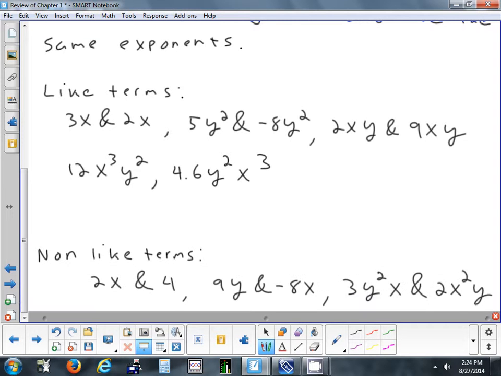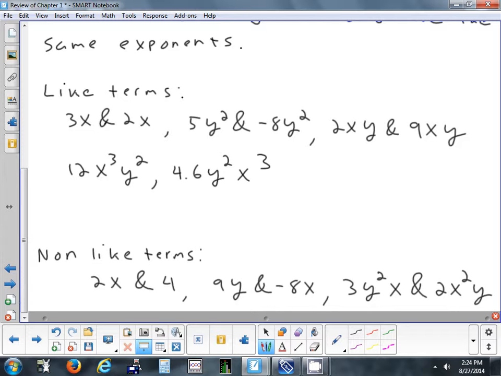All kinds of examples. So 2x and 4, those aren't like terms. 9y and negative 8x, x and y are different. These are close though. How come these aren't like terms? They have the same variables. There's a y and an x, and a y and an x. Same variables. What's the problem? Why aren't they like terms?